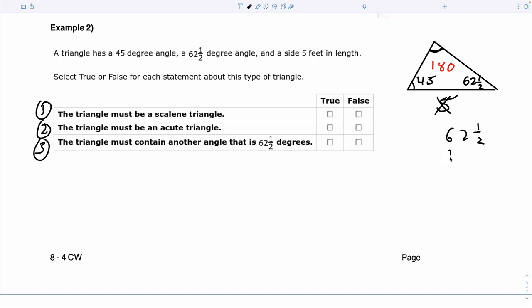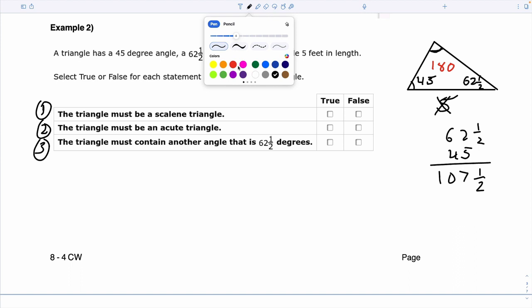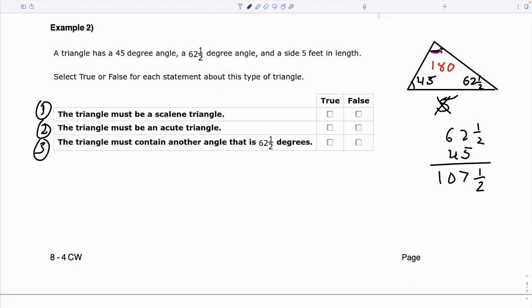62.5 plus 45. 107.5, or 107.5 sounds like a radio station. If I wanted to find this missing angle, I'm going to take away 107.5 from 180. What is 180 minus 107.5? If you have a calculator, go ahead and plug it in. What do you get? 73.5. Okay.